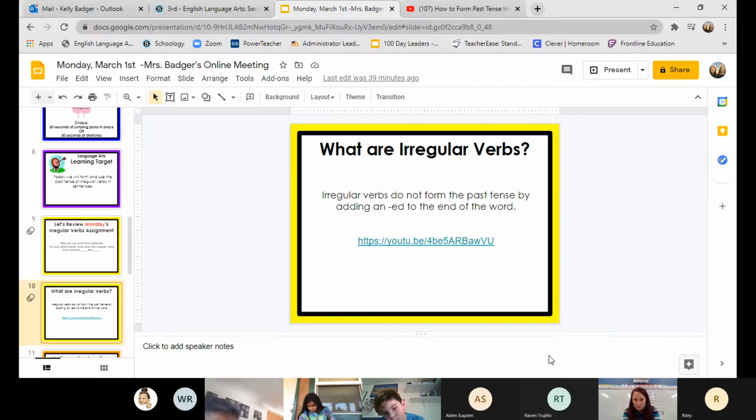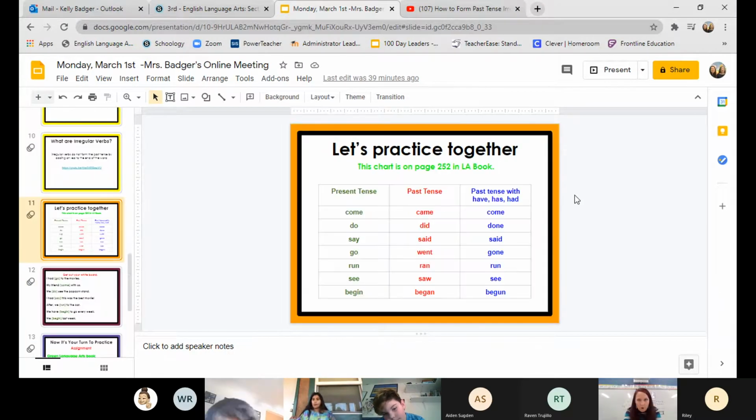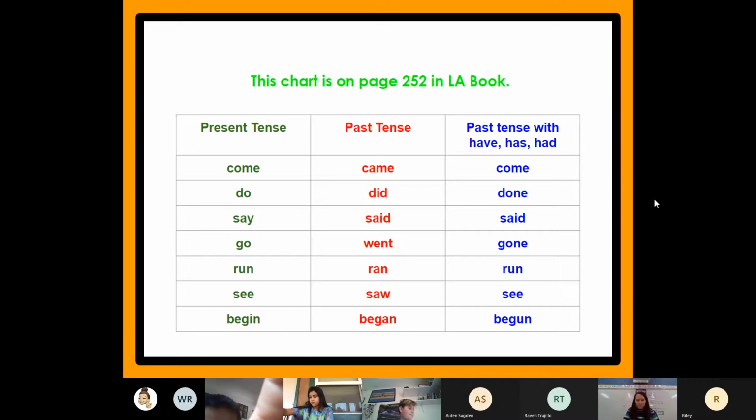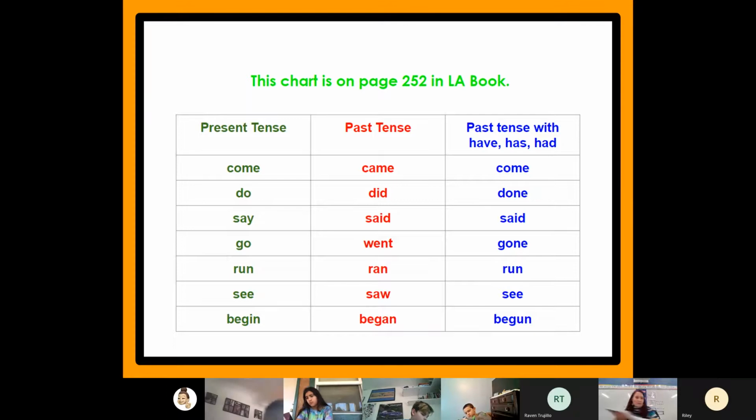So I want you guys to open your books to page 252, and let's look at that chart there. Your language arts book, page 252. Okay, so now that you have your language arts book open, let's look at that chart that looks like the chart I have on the screen. It says present tense, and it has the verbs come, do, say, go, run, see. But on my screen, I added the verb begin because there's a problem in the book that uses this verb, but they don't have it in the chart. So I thought that I would add it here.